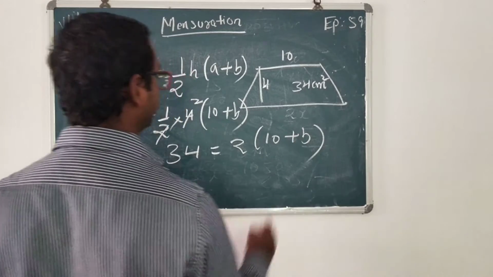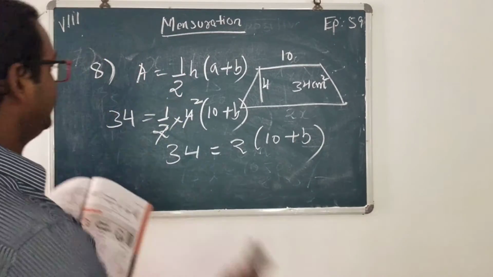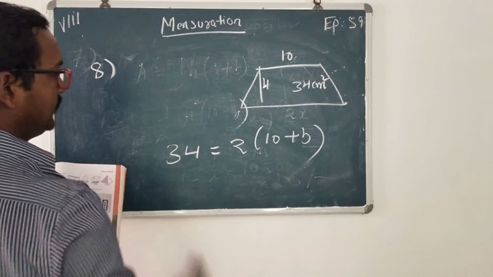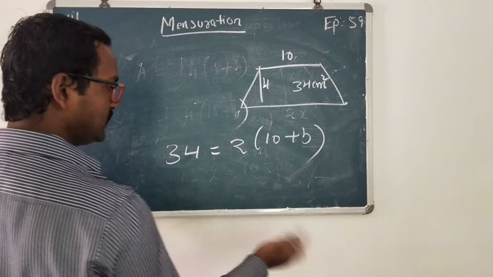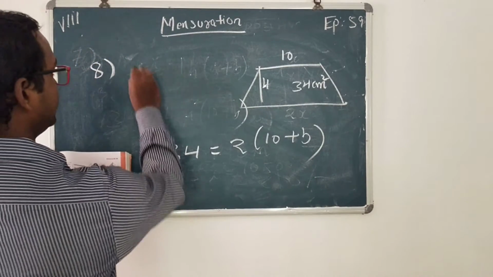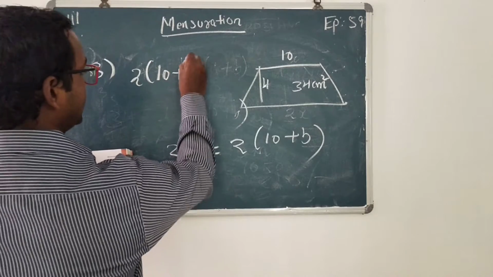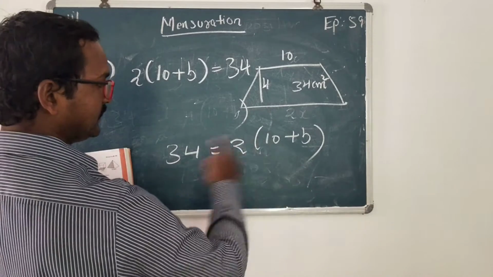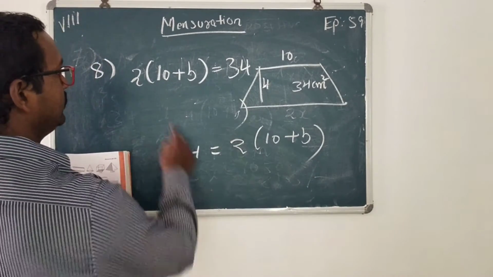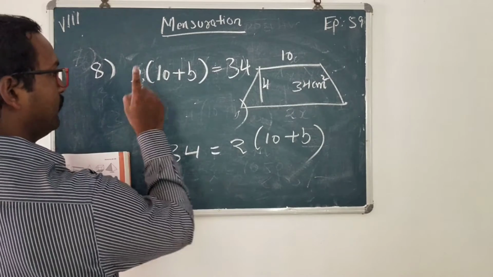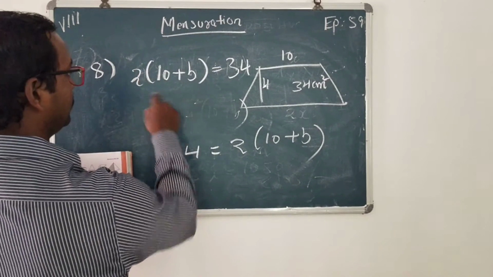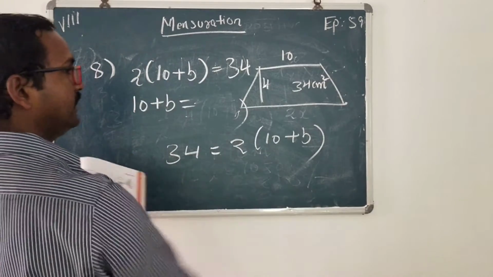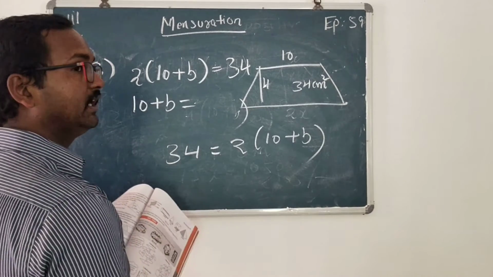Okay, now there are many ways to solve this afterwards. I will show you. Either you can open the bracket and then solve it, or the simplest way is just to rewrite this like this: 2 into (10 plus b) is equal to 34. I just switched the sides. Now this is in multiplication. I have already told you, whatever is in multiplication we can take to the other side, and when we do that, it will come in the denominator.